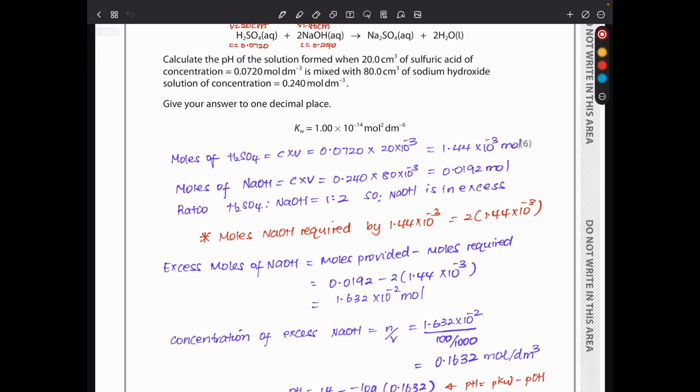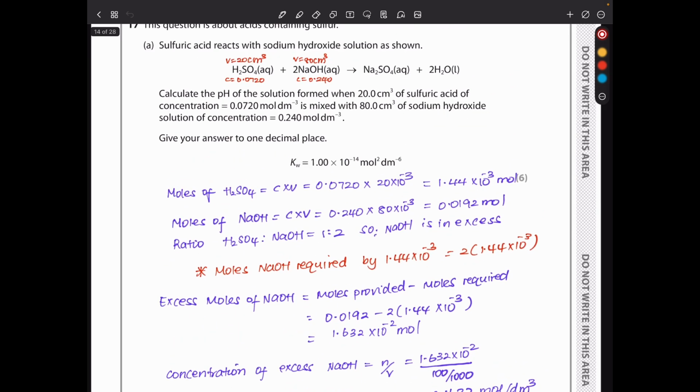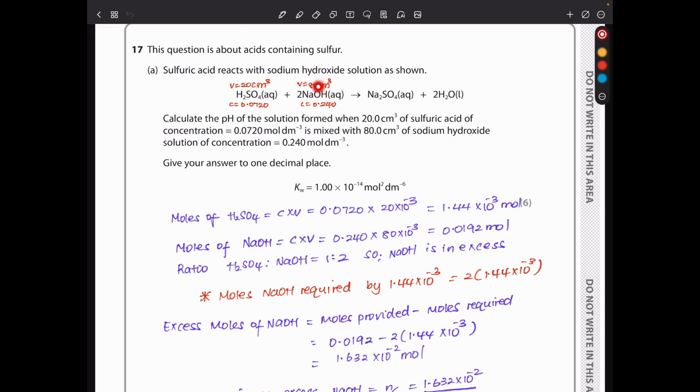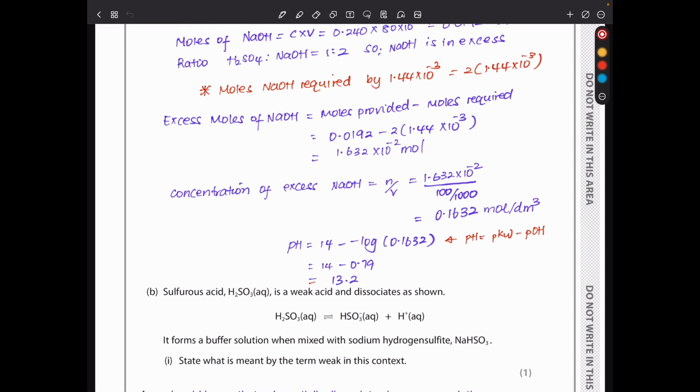Therefore, the excess moles of sodium hydroxide are going to be the moles of sodium hydroxide which were provided, those, minus the moles of the sodium hydroxide which were required, which is that. Now we find the concentration of the excess, which should be number of moles over volume, this number of moles. But how do we know the volume? Remember, they used 20 and 80, giving us 100. Now the solution is 100 centimeters cubed in volume, meaning convert that to decimeters cubed by dividing by 1000. So when I use my calculator, I got 0.1632 mole per decimeter cubed.